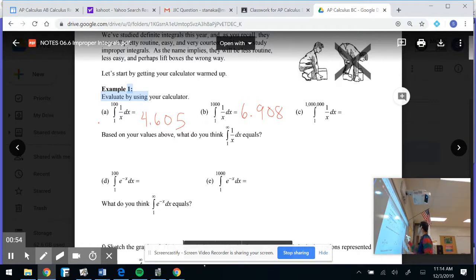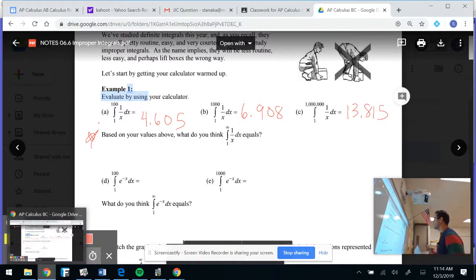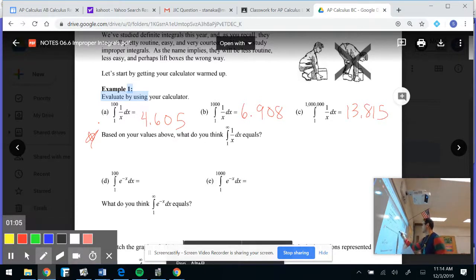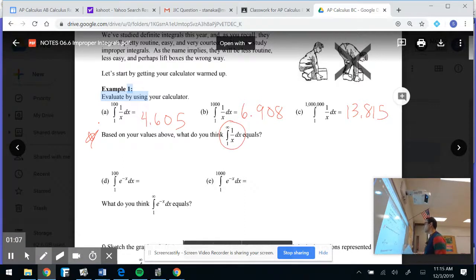Okay, plug the third one in there. I get 13.815. And then the question here is based on your values above, what do you think that integral equals? Well, I would say it's definitely going up. I go from 100 to 1,000 to 1 million, but it does incrementally go up. So my guess would be infinity, or we would say in calculus that it diverges. It's divergent, it goes to infinity.